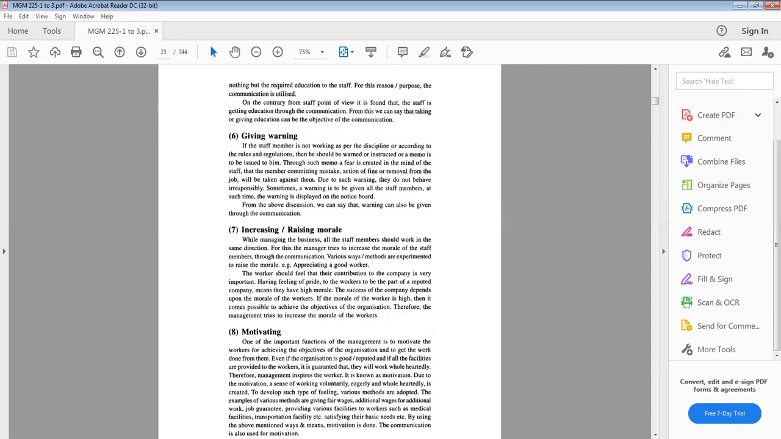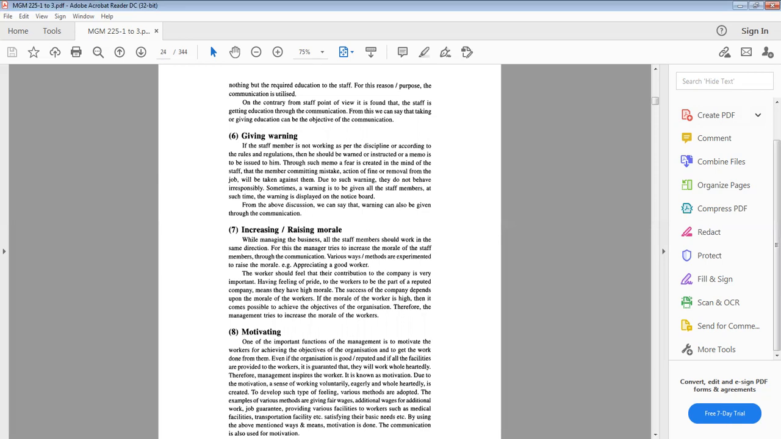If a staff member is not working as per the discipline or according to the rules and regulations, then he should be warned or instructed, or a memo is to be issued to him. Through such a memo, fear is created in the mind of the staff that action, fine, or removal from the job will be taken against the member committing a mistake.